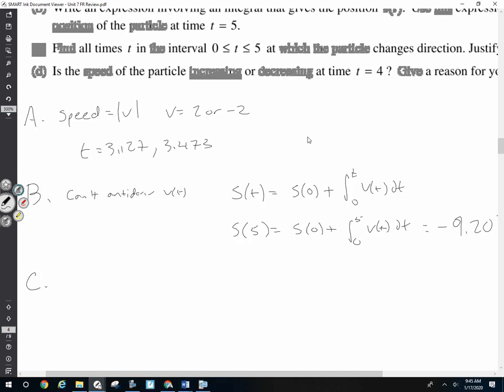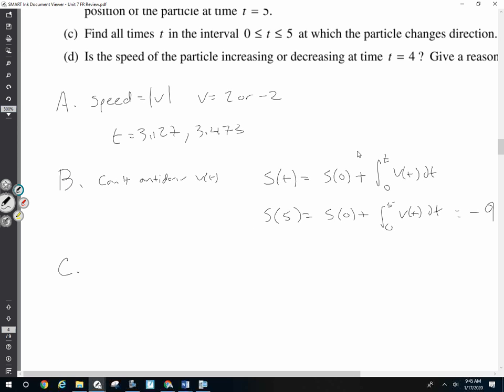Find all the times at which the particle changes direction. It's easy. The particle changes direction when the velocity changes sign. Velocity is positive, I'm going to the right. Velocity is negative, I'm going to the left. The particle changes direction when velocity changes sign. That's your justification. You have to write this down.